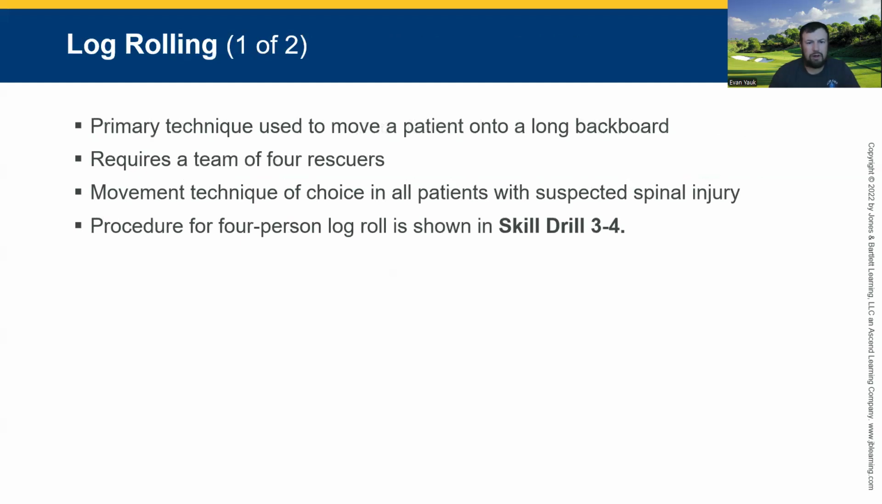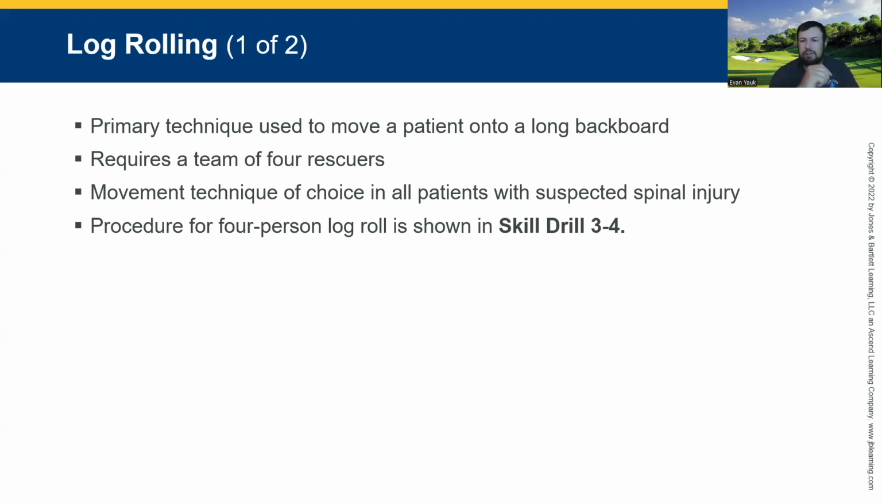Log rolling is the primary technique used for each patient. It requires a team of four rescuers. We're going to have someone at the knee or the feet, someone at the waist, someone in the midsection and shoulder area, and then we have our C-spine holder, who moves with the patient as we roll in whichever way we go.